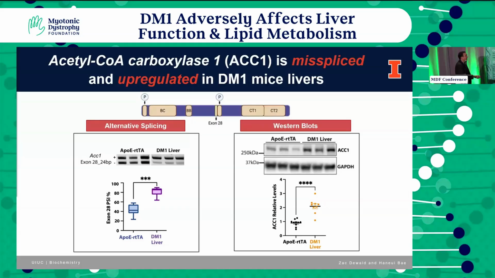So again, that would mean that this protein will not get phosphorylated easily, and when it's not phosphorylated, it is active. And also the levels are high. And others have also shown that the inclusion of exon 28 results in decreased phosphorylation and increase in ACC1 activity.